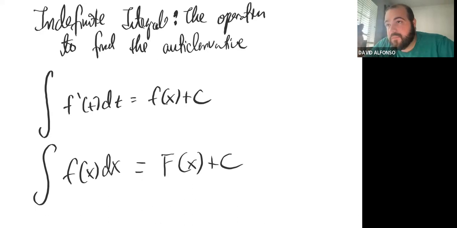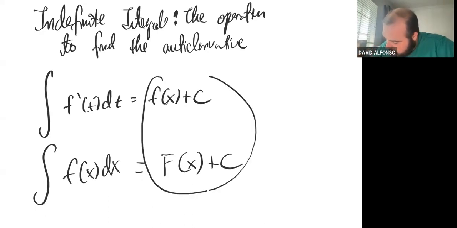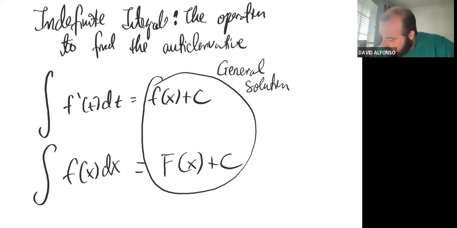And you need to remember this here is called the general solution. The reason this is called the general solution is because you have that plus C. So that plus C could be anything. So in general, this is what the solution would be.